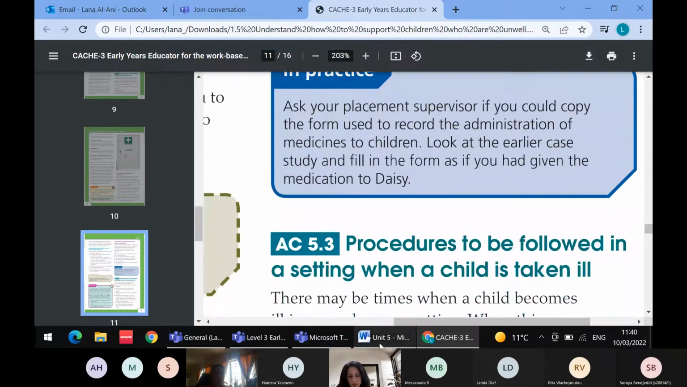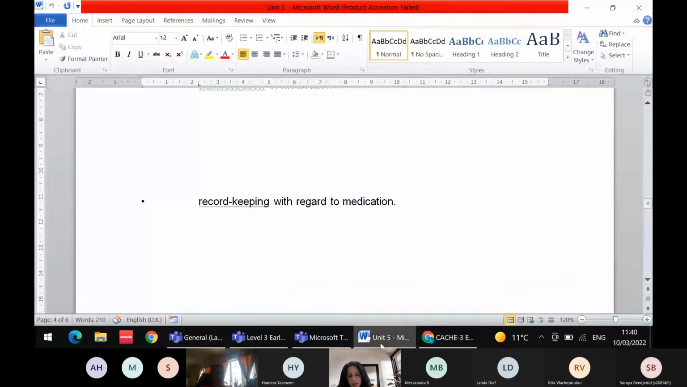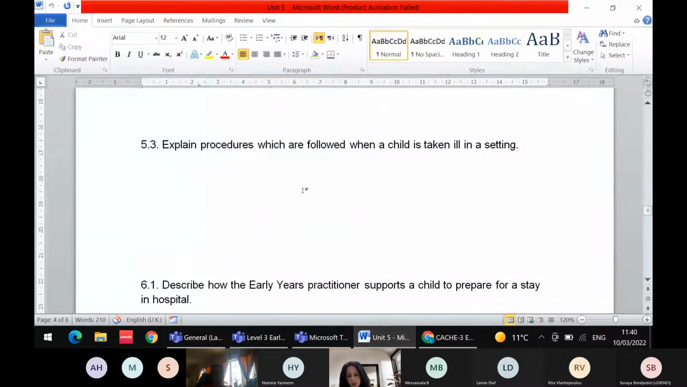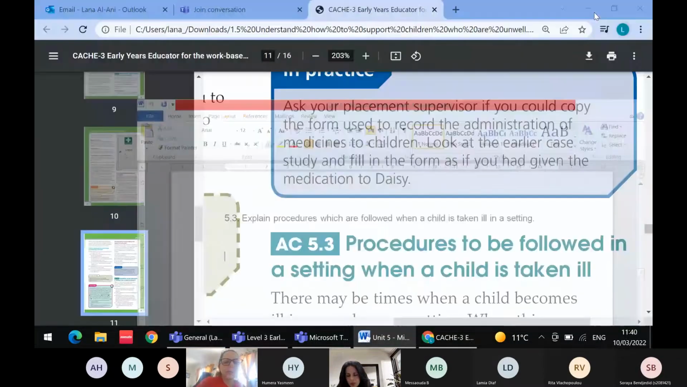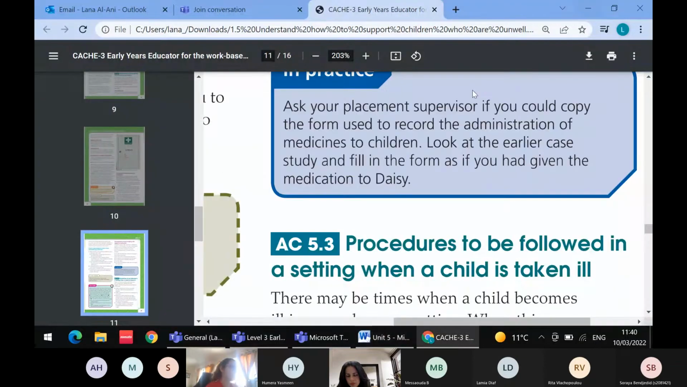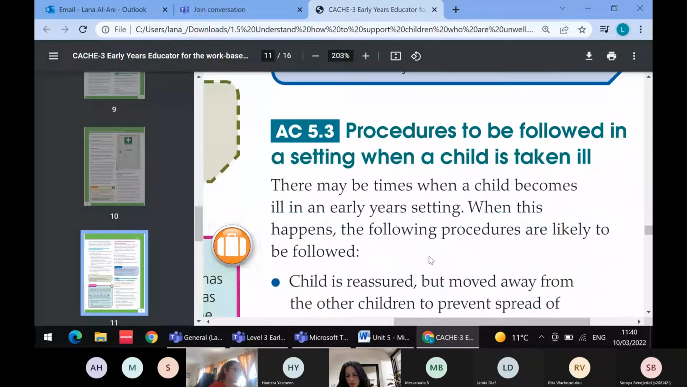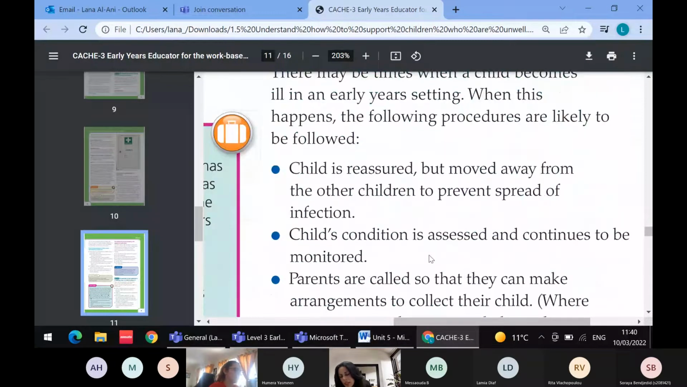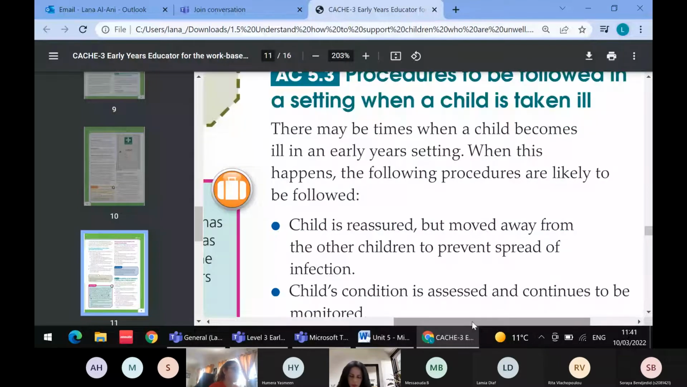Very good. Excellent. Now explain the procedure which is followed when the child is taken ill in a setting. So what's the procedure you might follow? If the child is taken ill to the hospital, what would you do?